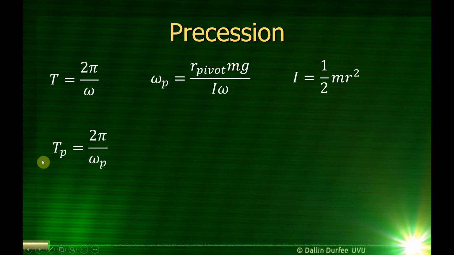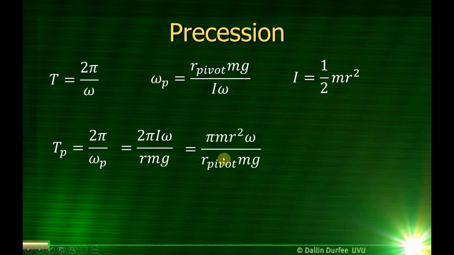The period of precession is just 2 pi over omega precession. And omega precession is just r pivot mg over I omega. Oh, dang, I left off my pivot there. This is r pivot, right? And then when we plug in, here it is. I fixed it there. Good. Then when we plug in I is just 1/2 mr squared. So the 1/2 cancels this, and then we're going to get an mr squared. And this is the radius of the disk. This is the pivot. That should also be r pivot there. Don't let that confuse you. All right. Well, the masses cancel out, and there's our answer.